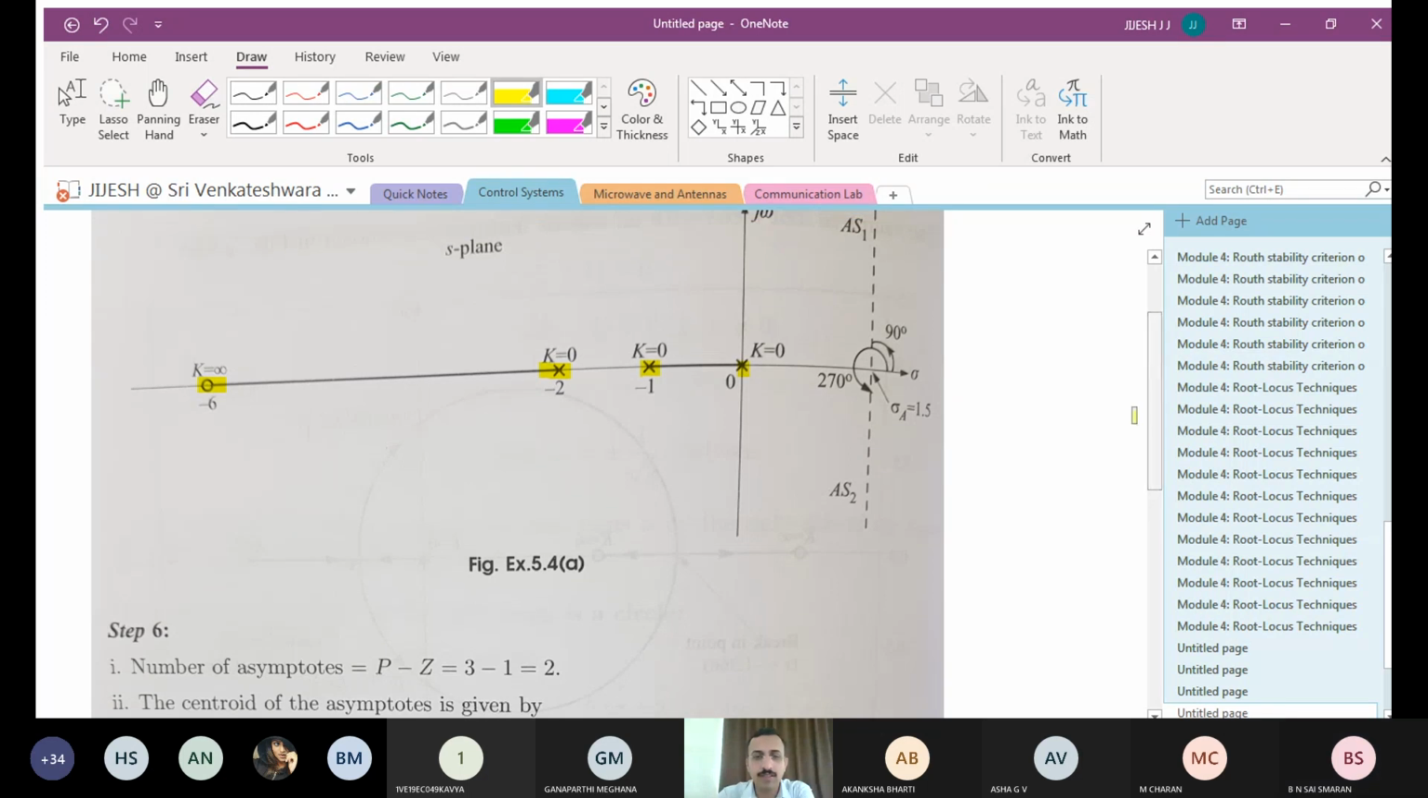So you can plot all those things. You can see here I have got the centroid as 1.5, and I have plotted that. There are 2 asymptotes. One is at 90°, which you can see as a dotted line, AS1, and the next is towards 270°, which is also plotted, called AS2.